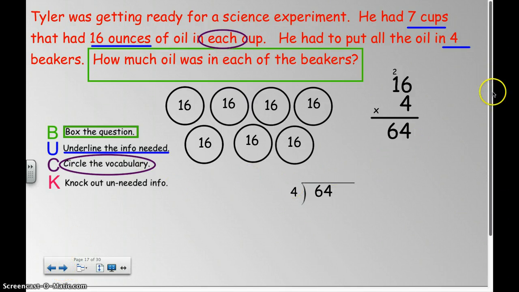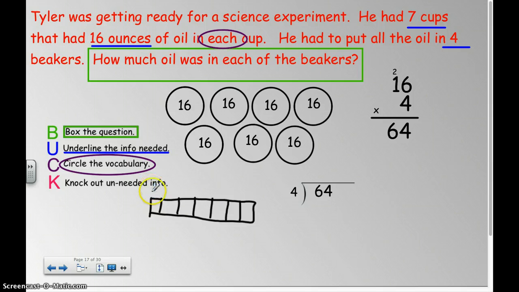So I'm going to do a strip diagram because I have 1, 2, 3, 4, 5, 6, 7. I'm going to do 7 in my strip diagram. And I know that I'm going to put 16 ounces in each cup. 16, 16, 16. So I don't know what it equals.